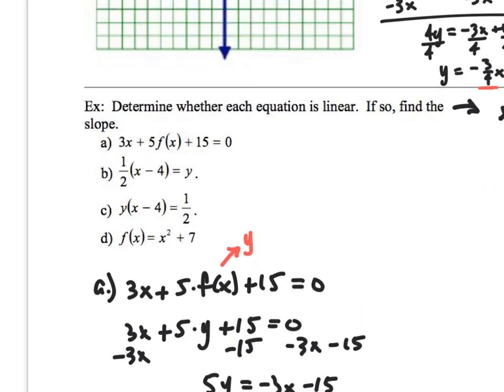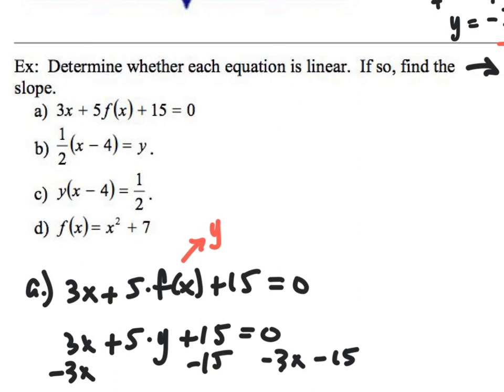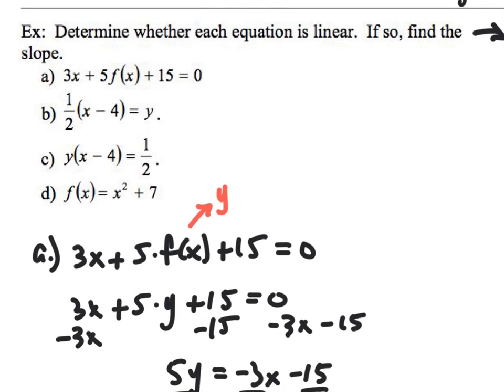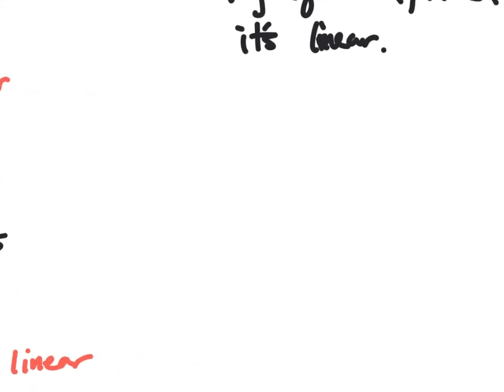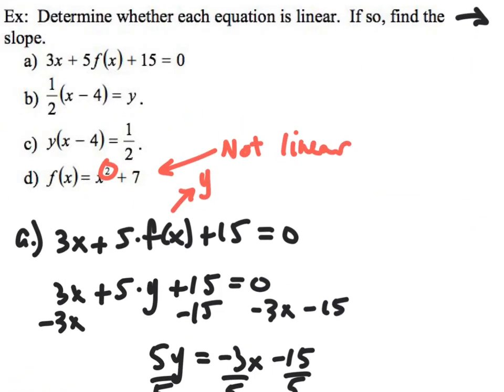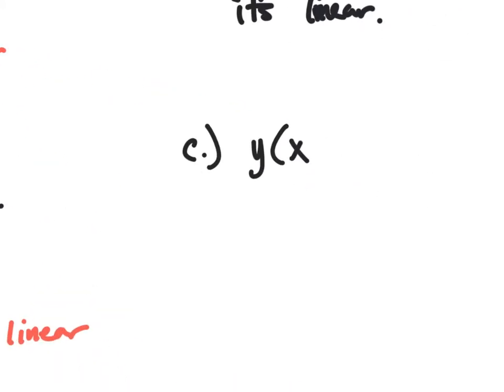Now on part C, well, let's go ahead and look at part D first. This has an x squared, okay? This is not linear. That's what we call a parabola. We'll talk all about those later on, but not today. So this is not linear, okay? I want to talk about C. C is where it gets kind of weird, okay? So C means that you have the equation y times x minus 4 is equal to 1/2.